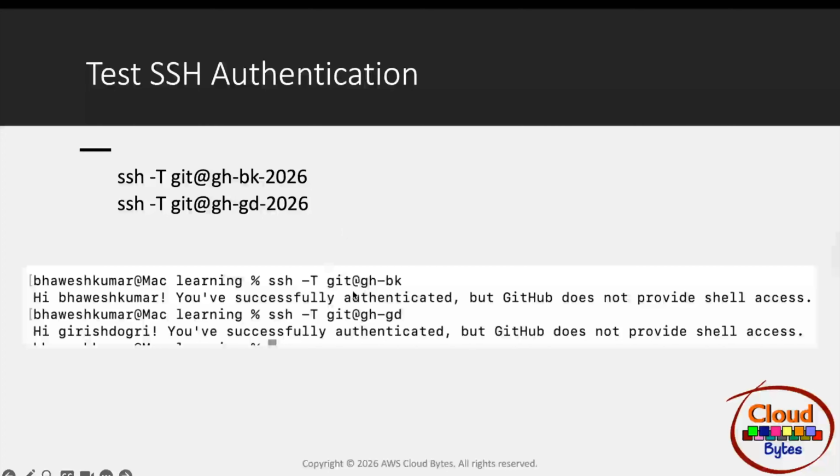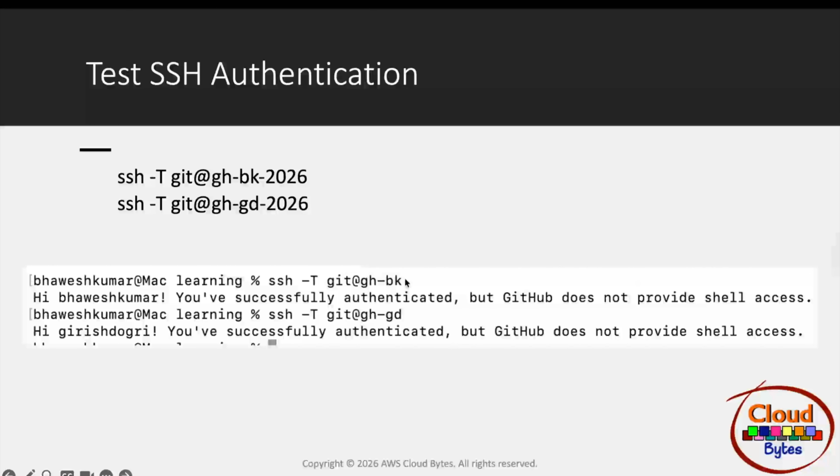So this is something that I performed using whatever I have set up. This is a new one, but I was just trying to show what exactly I have set up for both the accounts rather than registering the new keys. So this alias is GH BK 2026. These are the new aliases GH GD 2026. And in this case, I have already set up, the previous setup is like this.